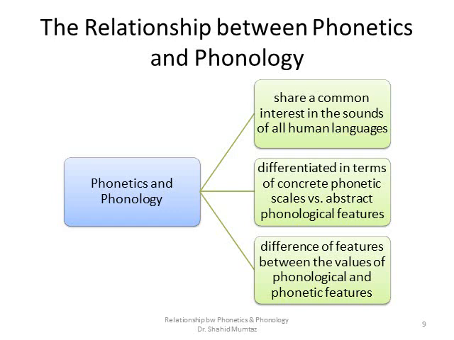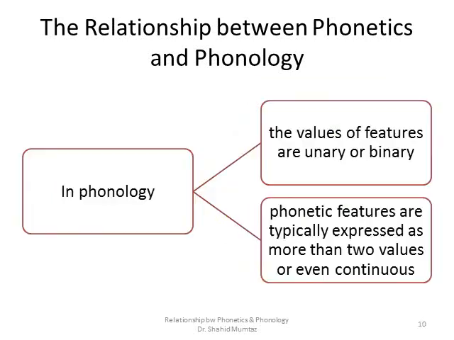One conception of the most crucial difference of features between phonology and phonetics is found in the values of phonological and phonetic features. It's generally assumed that in phonology the values of features are unary or binary, whereas phonetic features are typically expressed as more than two values or even continuous.